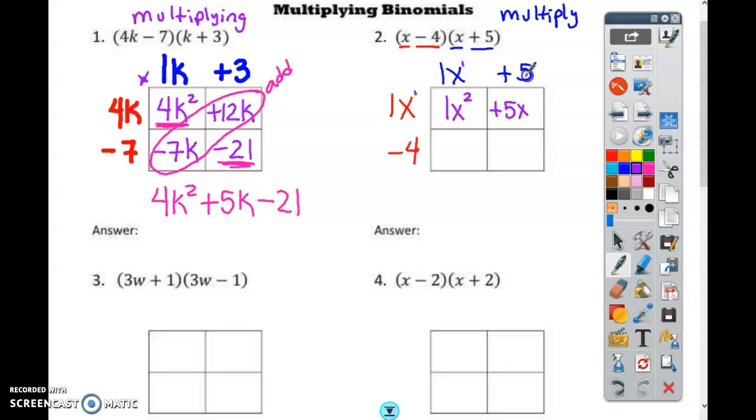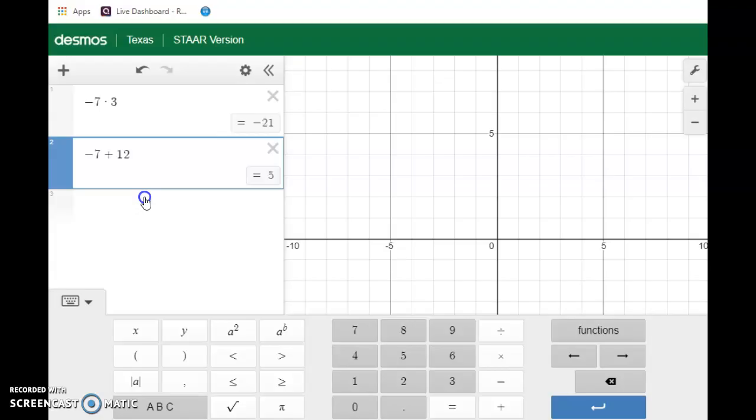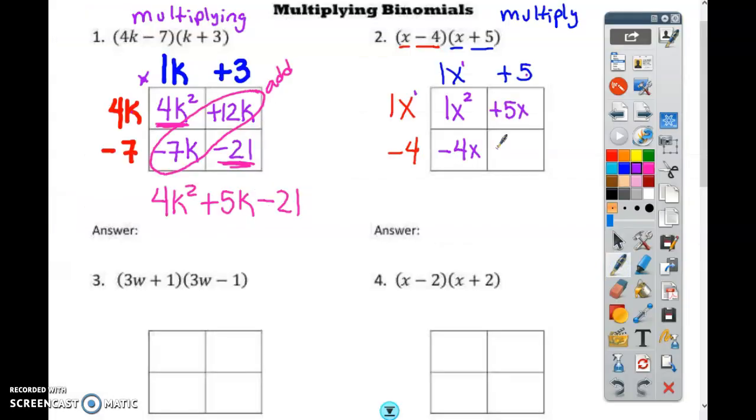So really I'm saying x times 5 is a positive 5x. You just put the letter and the number together. And then 1x times negative 4 is a negative 4x. Remember, these two are supposed to be the same. And then negative 4 times 5, if you don't know that, you put it in the calculator. Negative 4 times 5 gives you a negative 20. So you would put negative 20 right here.